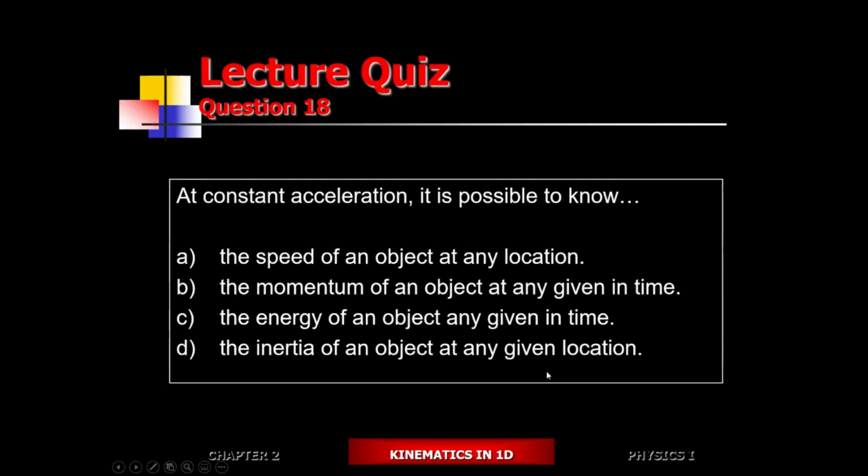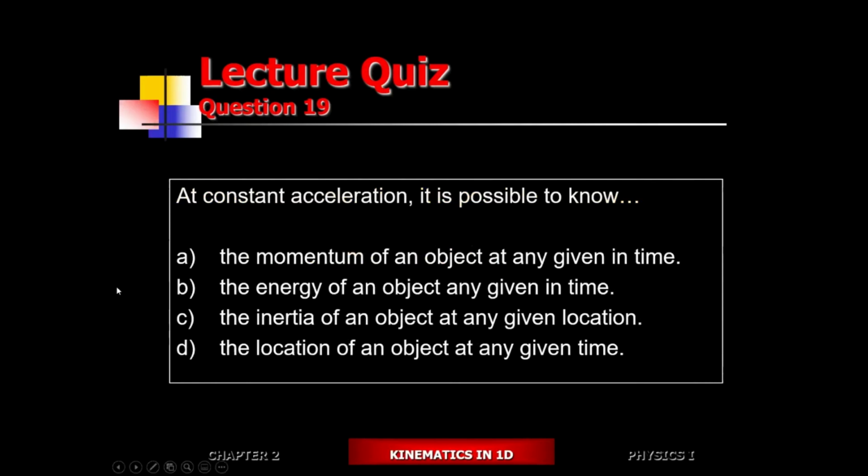Okay, very good. I'm looking at a lot of A's. So A is the best answer. So give yourself 5 points. So speed of an object at any given location. So that's the third formula. Okay, once again, I'm seeing a lot of D's. Location of an object at any given point in time. That's the first formula. So location as well as the speed are going to become predictable.